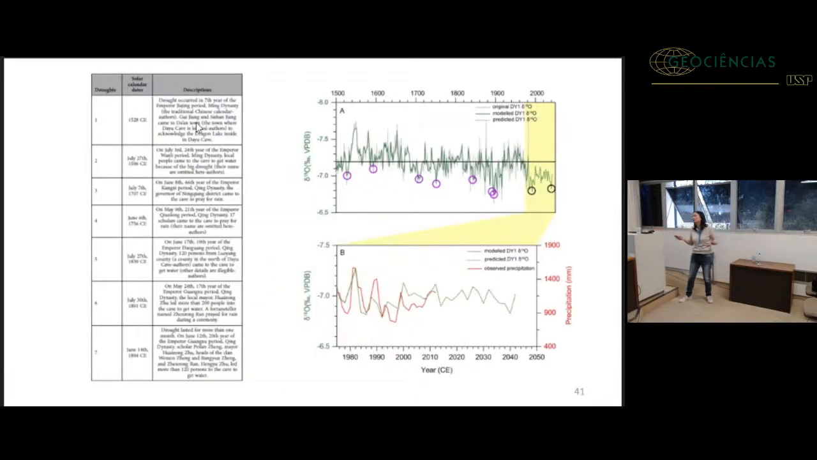And then they, of course, try to prepare the data statistically to check these records and correlate with them, and also predict, according to the data, how these droughts could be in the future in the region.